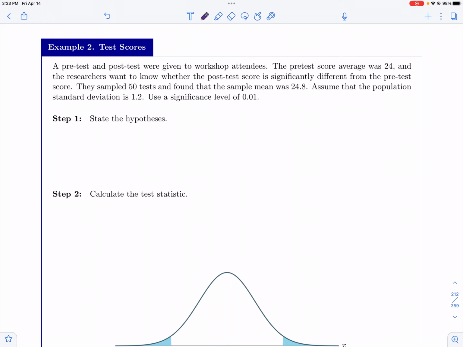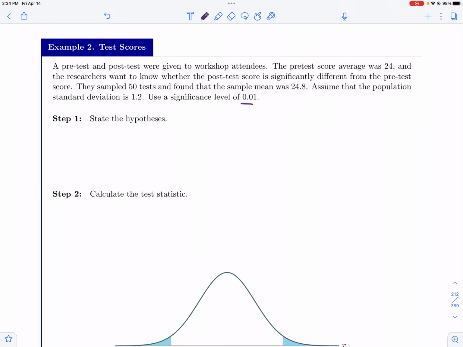All right, so let's take a look at example 2. We've got a pre-test and a post-test that were given to workshop attendees. The pre-test score average was 24, and the researchers want to know whether the post-test score is significantly different from the pre-test score. They sampled 50 tests and found that the sample mean was 24.8, assumed that the population standard deviation is 1.2, and used a significance level of 0.01.